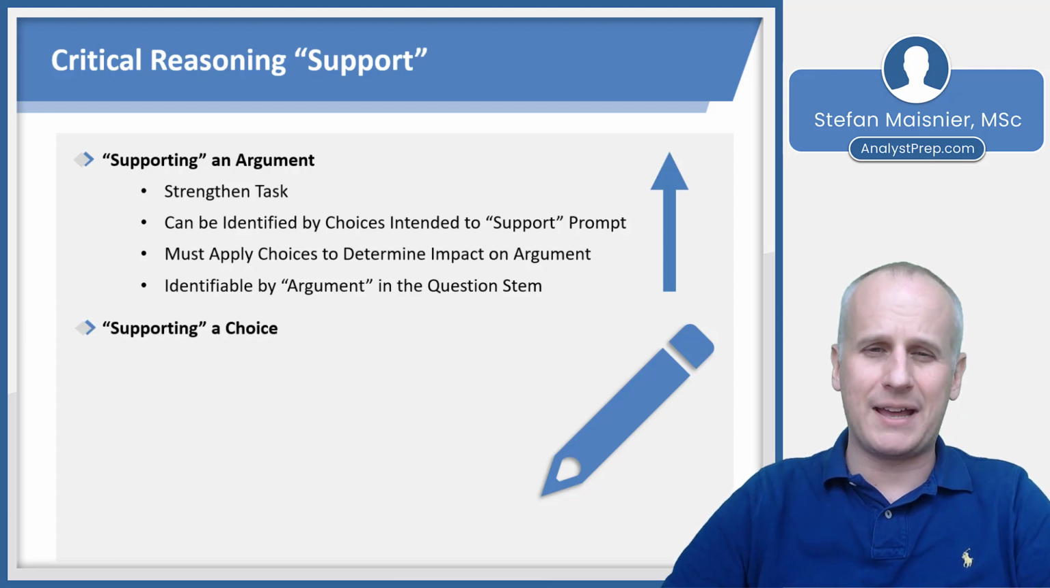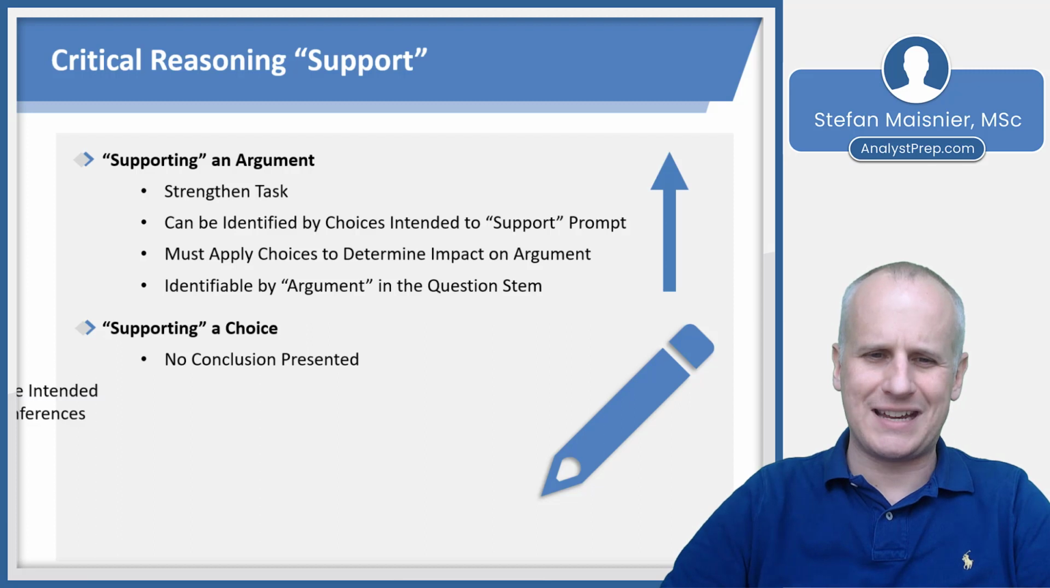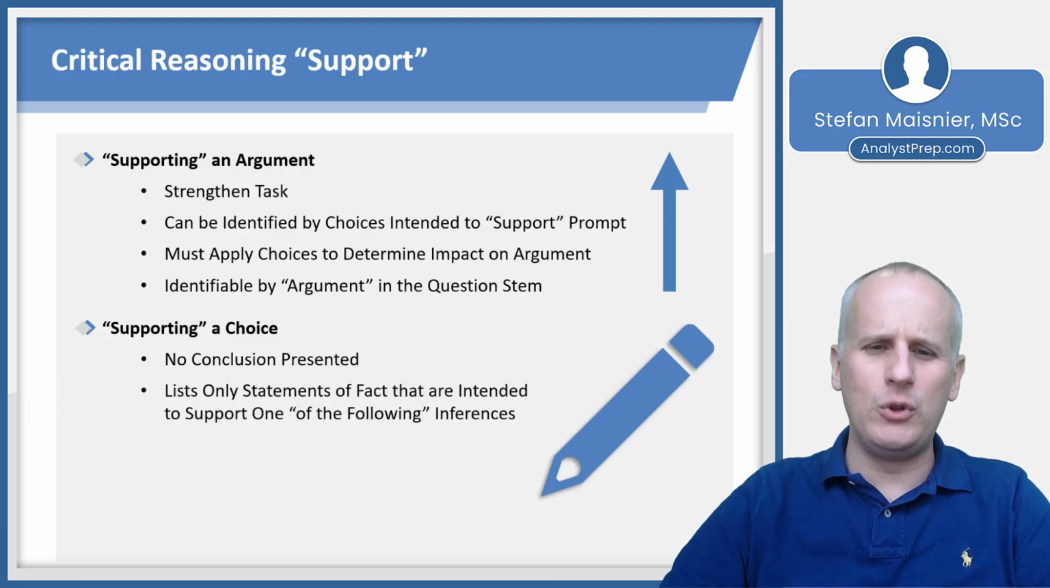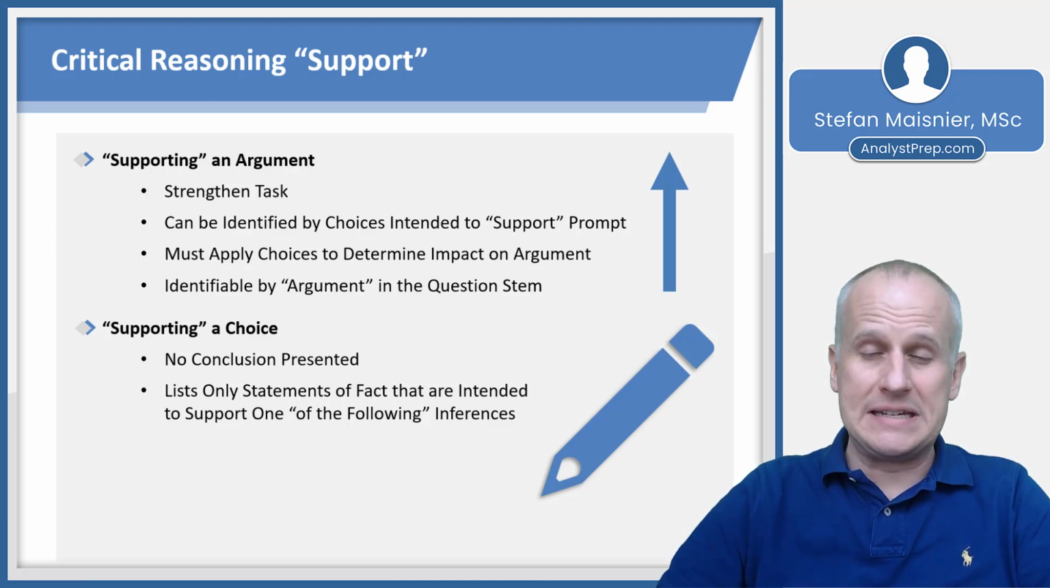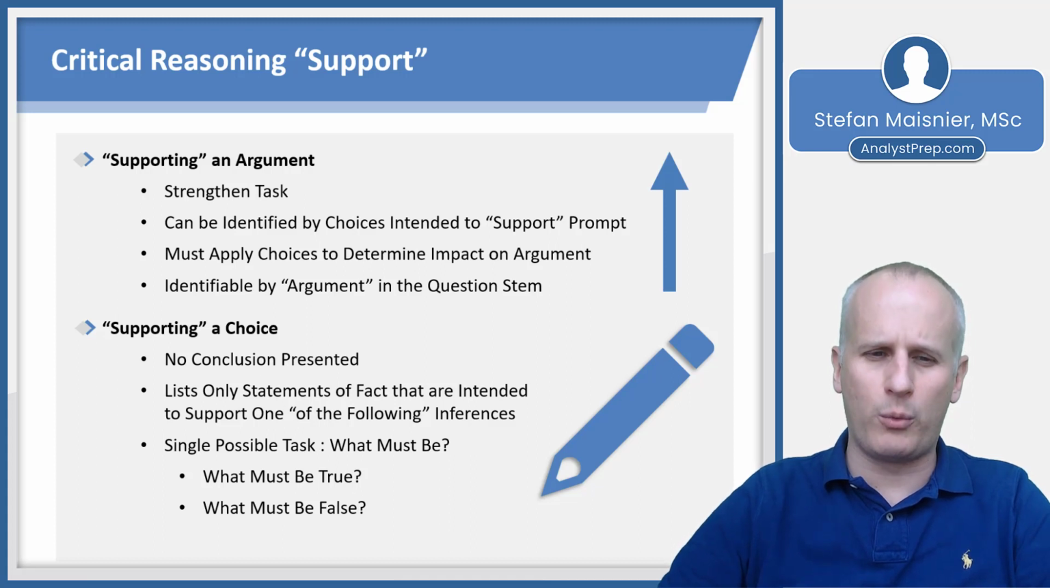Now, you could also be asked to support a choice. And in this case, the support goes the other direction. And this is when there's no conclusion presented, as was the circumstance with our first example. You're going to have only statements of fact that are presented, and they are going to support one of the following. And that often is a phrase that you'll see. And then it's going to be some sort of not really deep inference, but some basic inference that must be. And you've got that single possible task of what must be, and it can be either what must be true or what must be false.